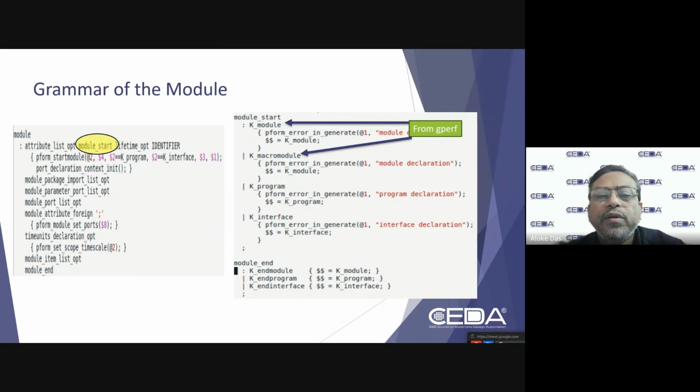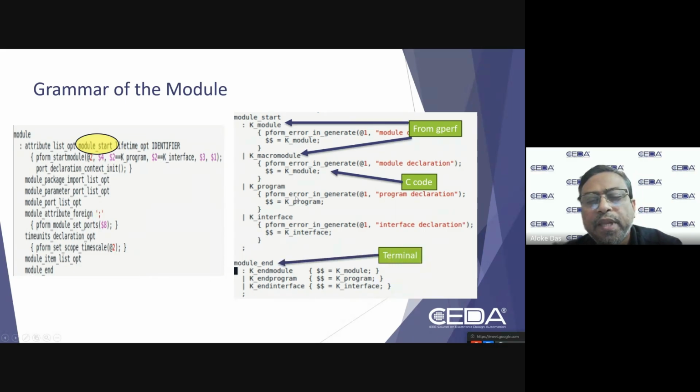So for this, all the keywords are coming from gperf, and this is C code. We'll show in the next session how to build the design tree and how to store information. We'll use this. In Lex we also used C code. Here in Yacc also we can use C code.